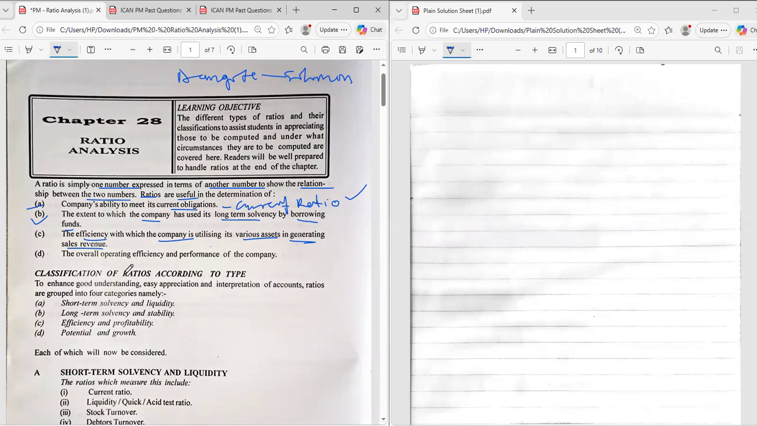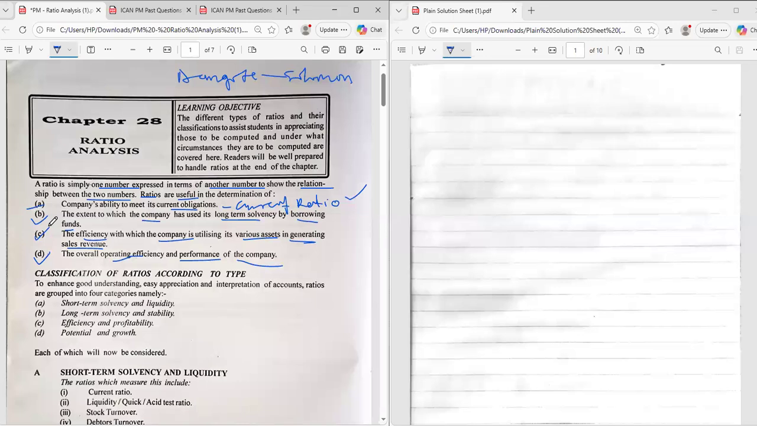Then finally, the overall operating efficiency and performance of the company can also be analyzed using ratio. Go and ask audit firms. Whenever they prepare accounts for you, they will always do some little ratios like EPS, earnings per share, market price per share. They'll do all those analyses for you. So you can use that to make certain decisions.